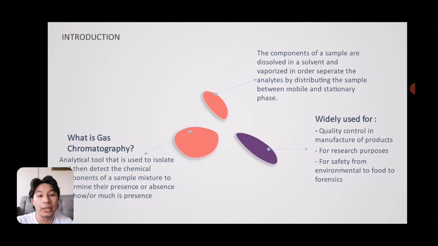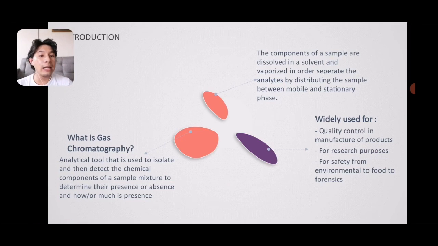What is chromatography? Chromatography is an analytical tool that is used to isolate and then detect the chemical components of a sample mixture, to determine their presence or absence and how much of the chemicals is present. The components of a sample are dissolved in a solvent and vaporized in order to separate the analytes by distributing the sample between the mobile and stationary phase. Chromatography is widely used in quality control, in the manufacture of products, and for research purposes, also for safety, from environmental to food and forensics.